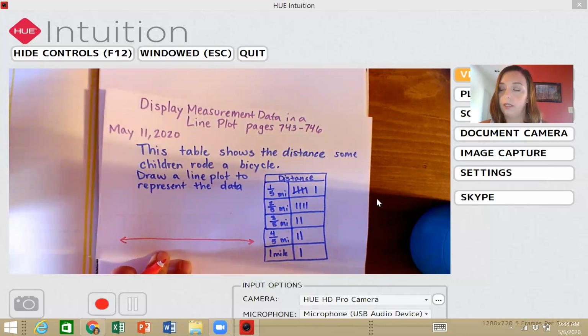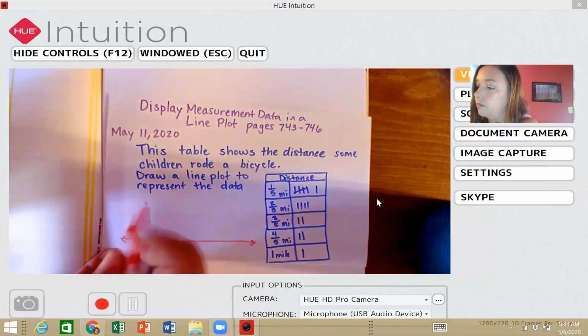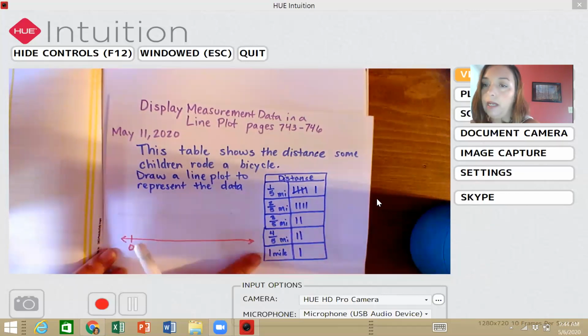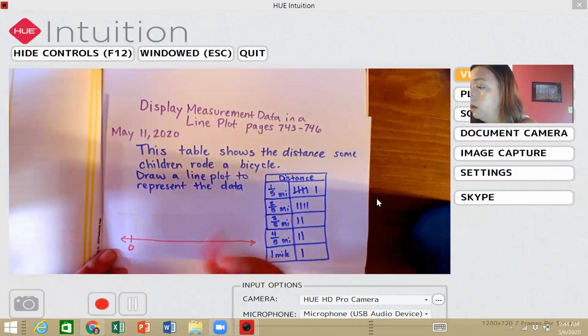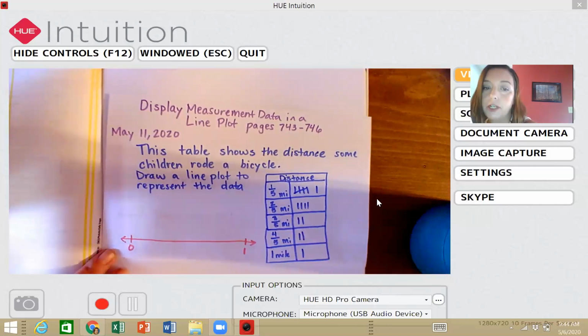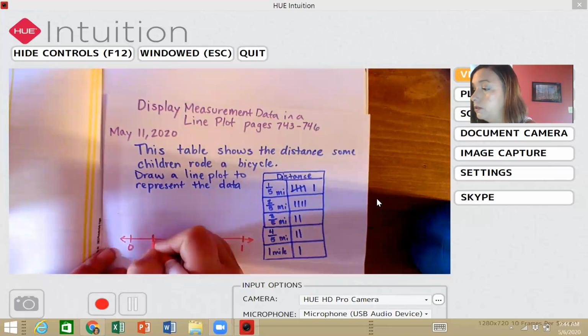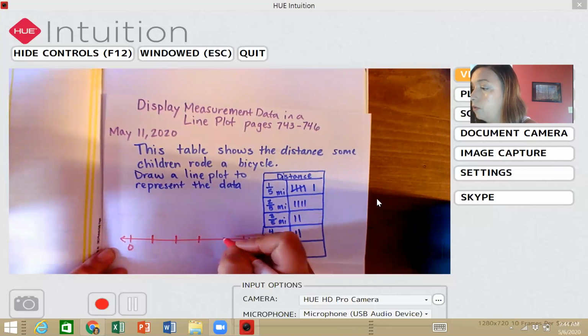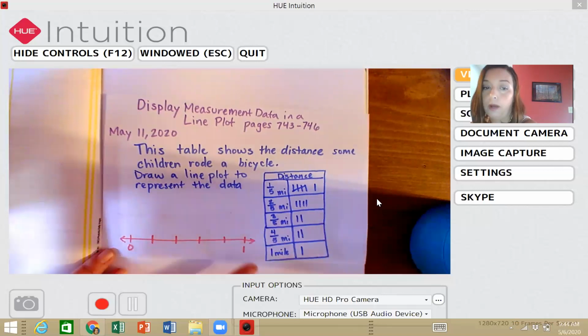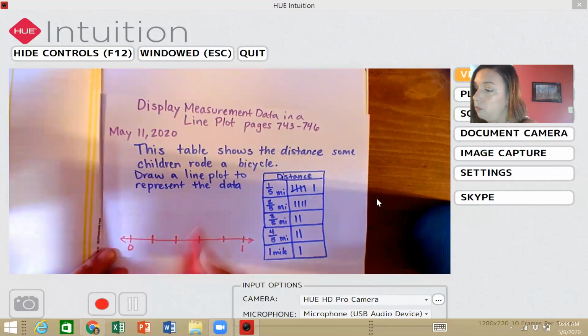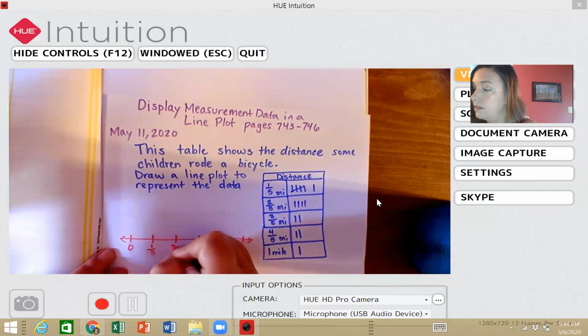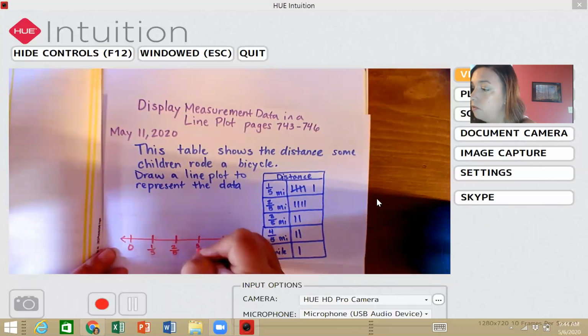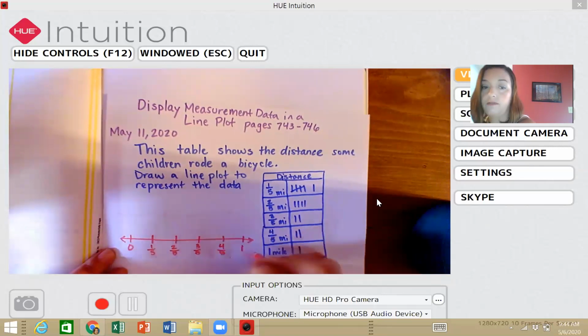So I mark my number line from 0 to 1 because my largest measurement is 1 whole mile. So I'm going to go 0 to 1. And then my measurements are all measured in 1/5 of a mile. So I need to split my number line into 5ths. I need to split it into 5 equal parts. So here I have 1, 2, 3, 4, and then the 5 will be the 1 whole. I need to label them 1/5, 2/5, 3/5, 4/5, and then 1 whole is 5/5.